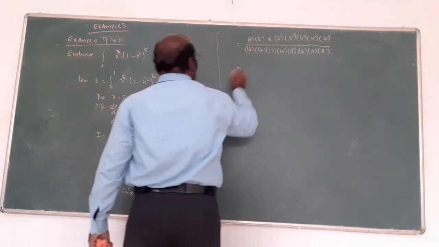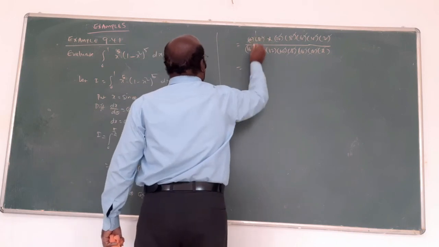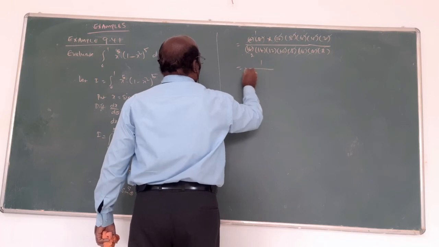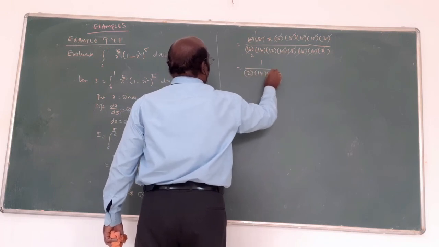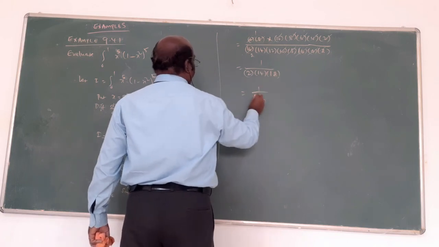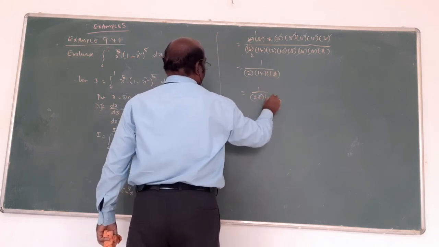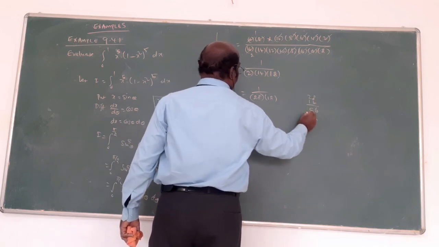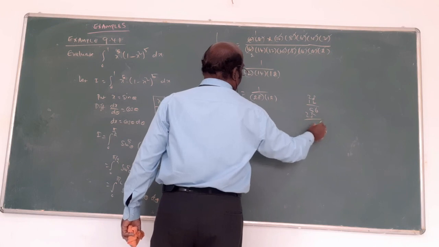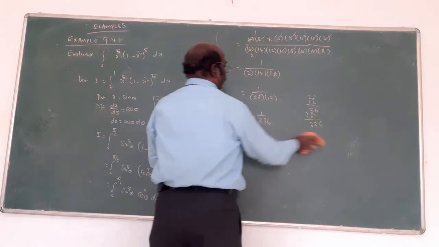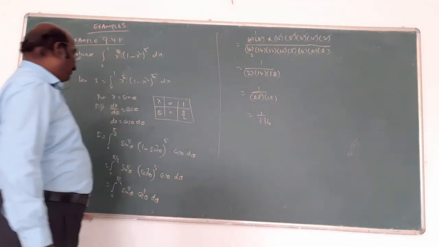Again, 4 to 8, 2 times. Am I right? But only 1 in the numerator. The denominator is 2 into 14 into 12. Now 28 into 12, now 28 multiply 16, 56, here 280. What is the answer? 336. 1 by this is the answer. This is the answer.